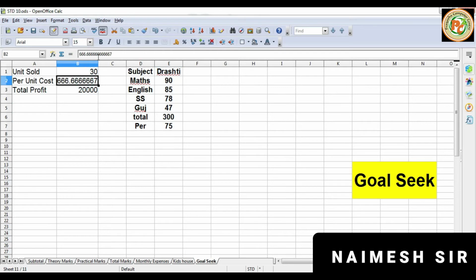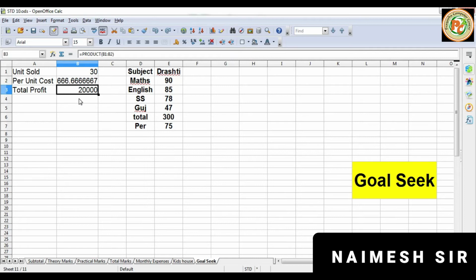Here we can see, one company sold books, totally 30 books in a month. Per unit the price is 666 rupees, and they are making 20,000 profit. Now they want to increase their profit to 25,000, but they don't know how much the cost of one book should be changed. It should come automatically per book.